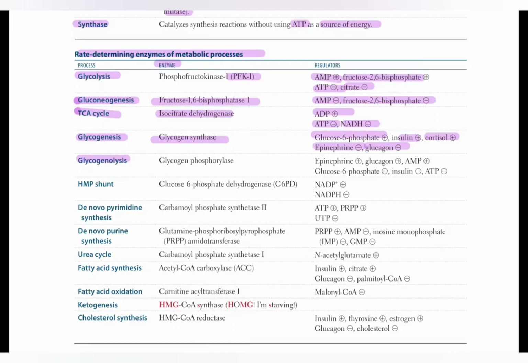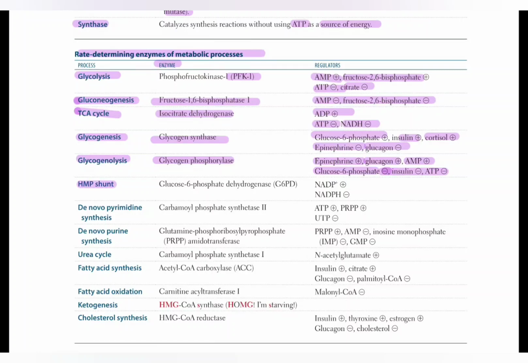Glycogenolysis, the main enzyme here is glycogen phosphorylase. Our regulators are epinephrine and glucagon and AMP. These are regulators, and inhibitors of this process are glucose 6-phosphate and insulin and ATP. These are inhibitors of this process.